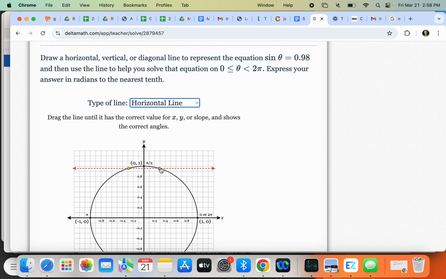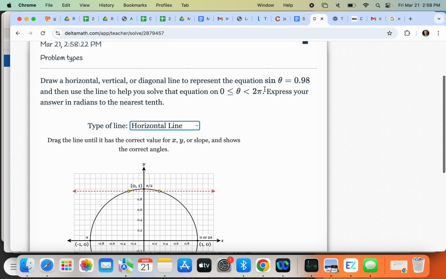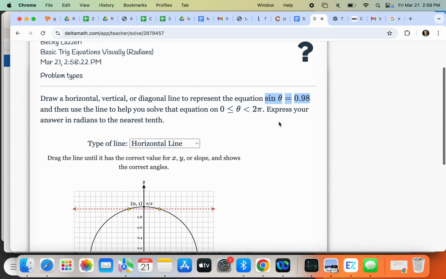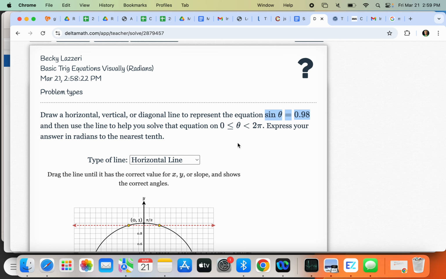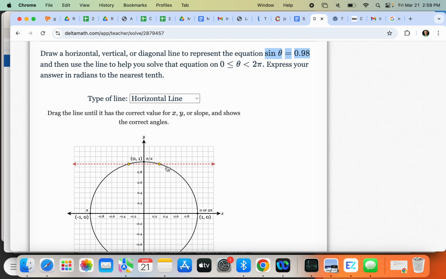And now I want to figure out what this angle is and what this angle is. Since I don't know the sine that gives me 0.98, I would have to use inverse trig functions. But inverse trig functions only will give me one answer, whereas I can clearly see there's two answers.